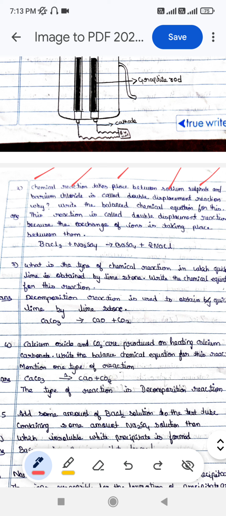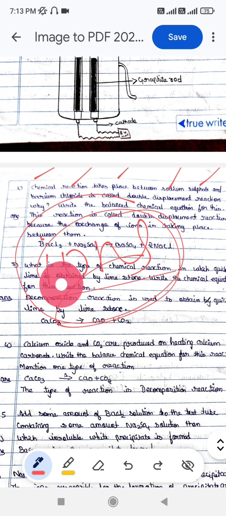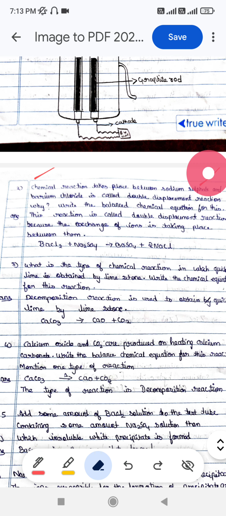So first of all, what is a double displacement reaction? A double displacement reaction means a reaction in which there is an exchange of ions. A reaction in which there is an exchange of ions is called a double displacement reaction, right? So which compounds are reacting with each other in this question? First, they have asked sodium sulfate, right?